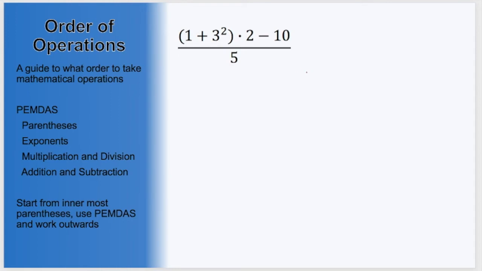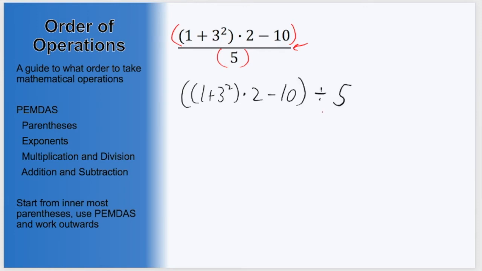For one more example, consider this expression. It looks fairly complicated, but let's break it down. If you see a division bar like this one, you want to consider the top and the bottom to be inside their own sets of parentheses. Writing this out without the division bar, we'll get something that looks like this. Now to correctly execute PEMDAS, we want to start in the innermost set of parentheses here, and work outwards.